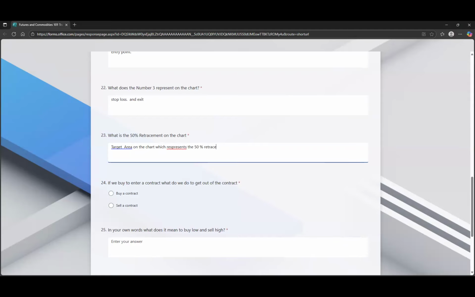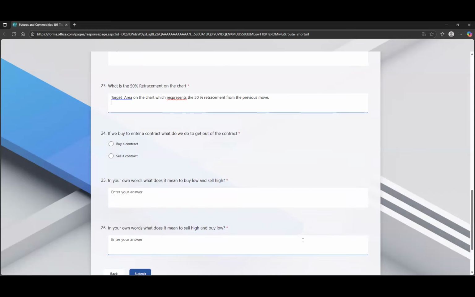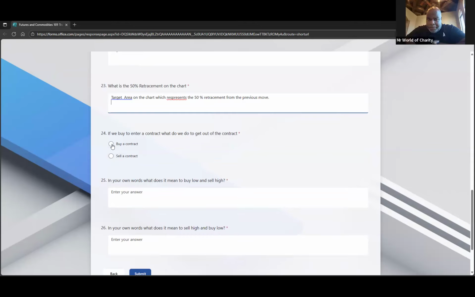Stop loss. What is the number 3? Hold on. Wait. 2. Stop loss exit. All right. It's a target area, which represents the 50% retracement from the previous move. If we buy to enter a contract, what do we do to get out of the contract? Sell it.